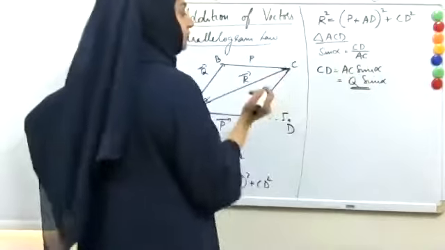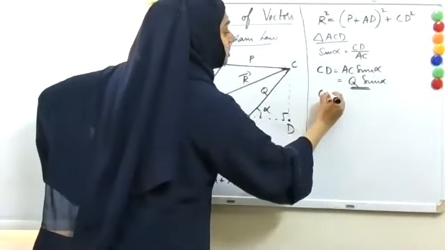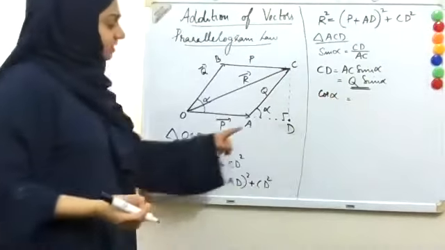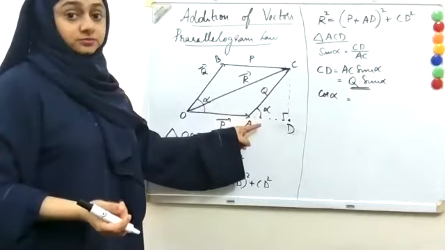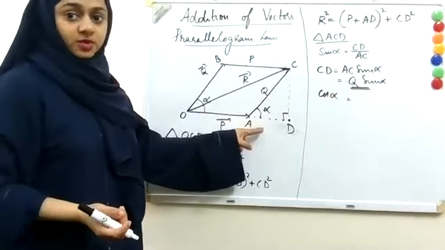Now AD I have to find. For that, let me consider cos alpha. What is cos alpha from this triangle? Cos alpha.